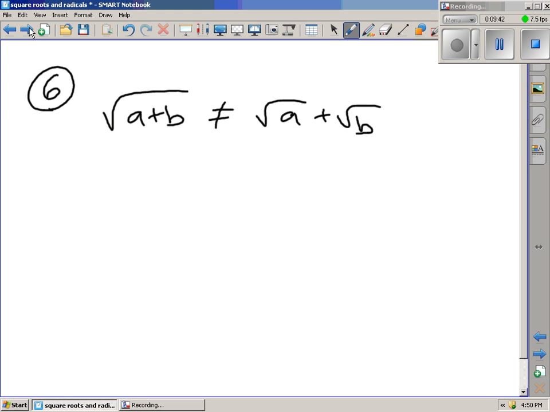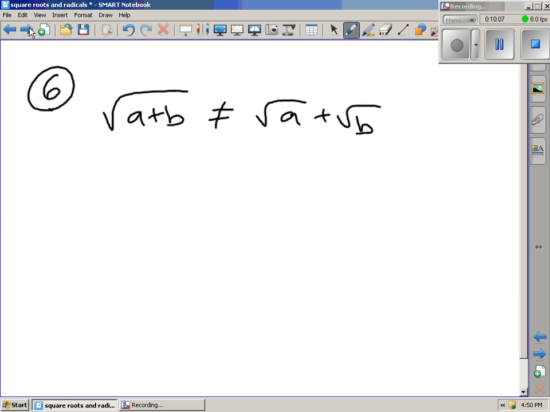Okay, in number 6, what we're trying to look at is addition. And this also is going to hold true for subtraction. This property that you learned where you can split up the radicals only works when you're dealing with multiplication and division. Just like our exponent rules only applied when we were dealing with multiplication and division. It does not apply to addition or subtraction.